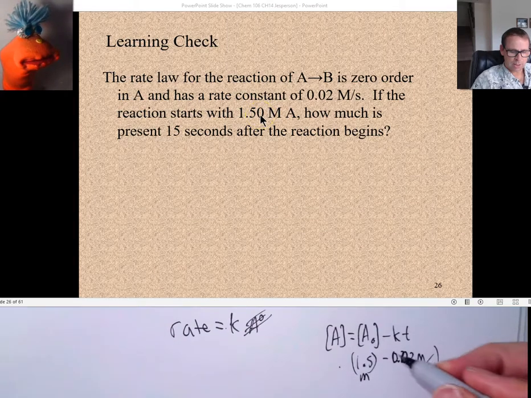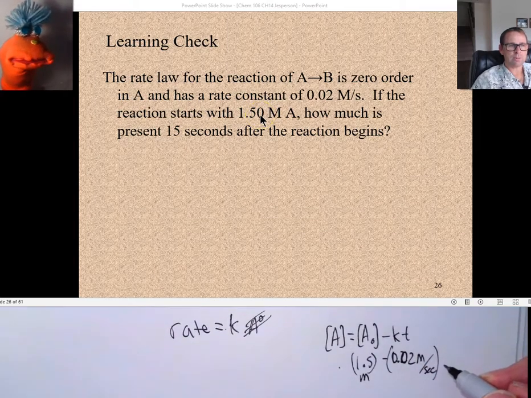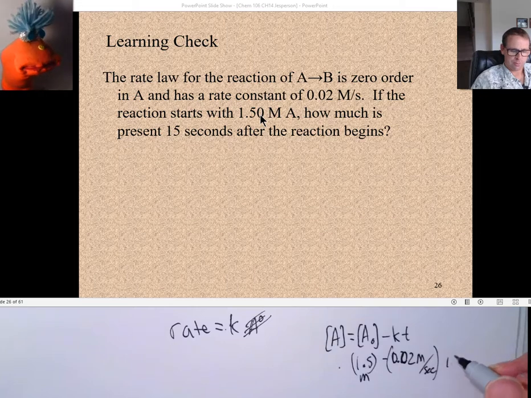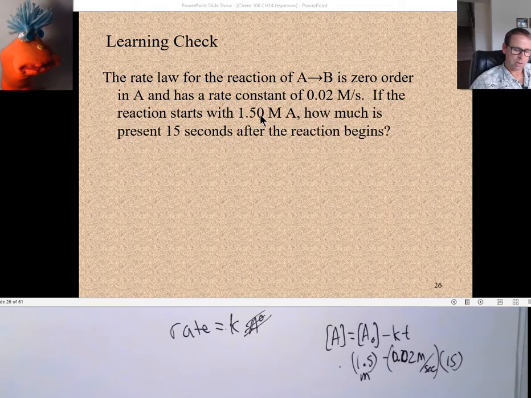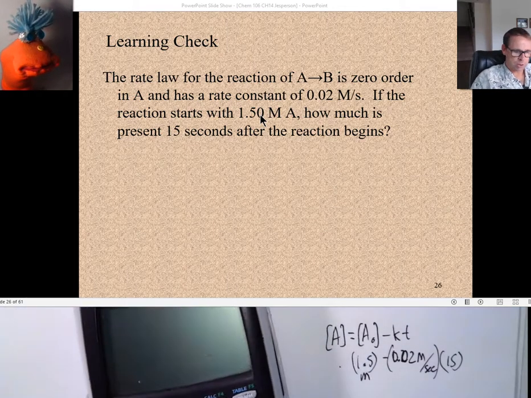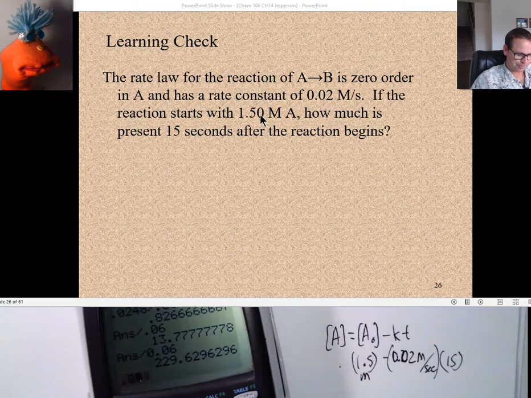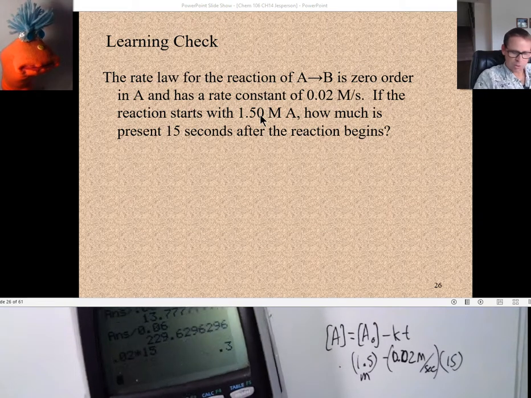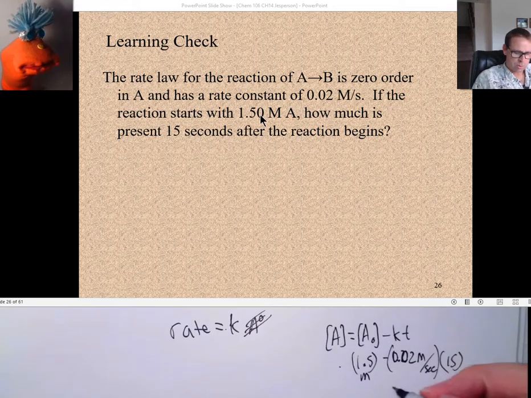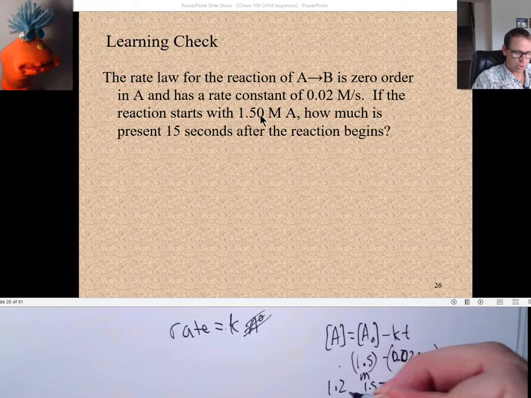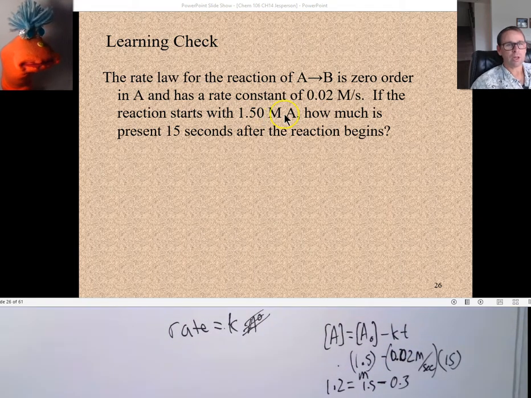And we're going to let it proceed for how many seconds? 15 seconds. 15 seconds. Very good. So 15 times 0.02, 0.3 molar. So 1.5 minus 0.3. So we're going to get 1.2 molar is left over. How much is present 15 seconds after the reaction? It's going to be 1.2 molar.